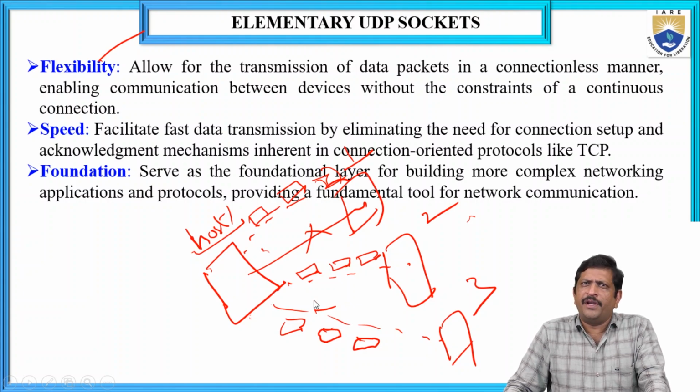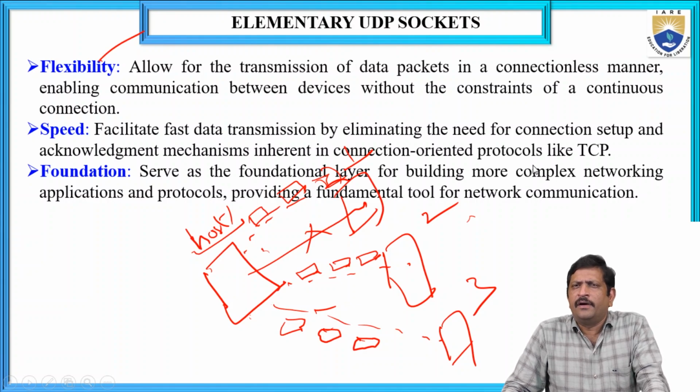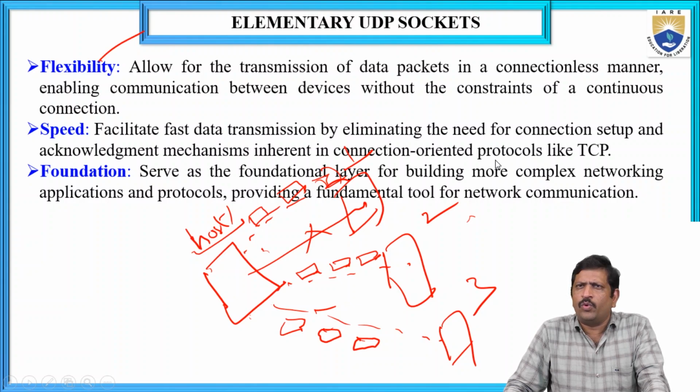Next objective is speed. Speed means data transmission can be at very high speed, by eliminating the connection setup and the acknowledgement mechanism inherent in connection-oriented protocols like the TCP protocol.